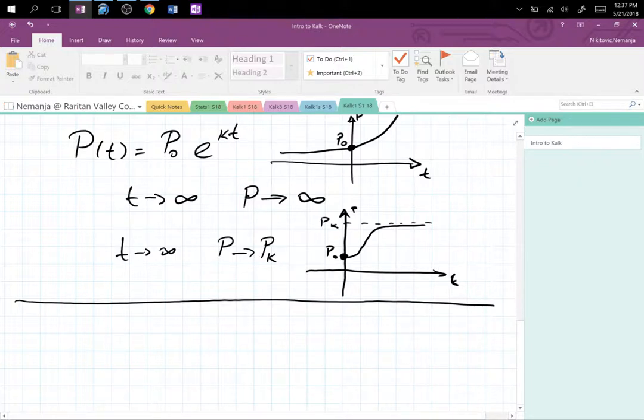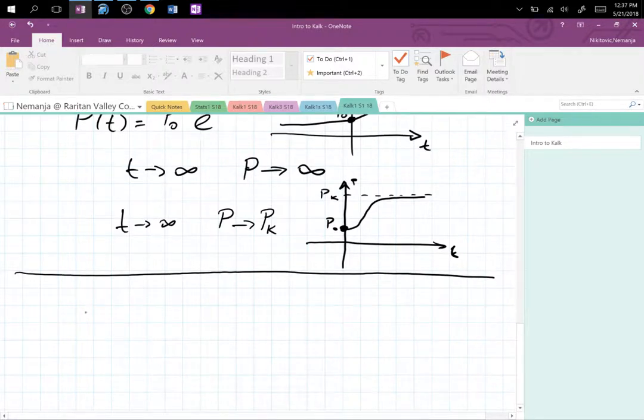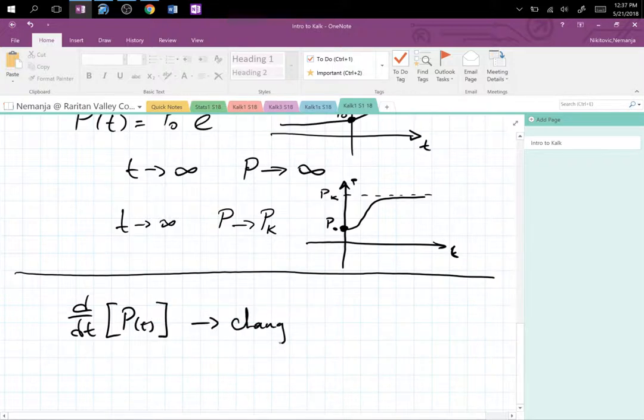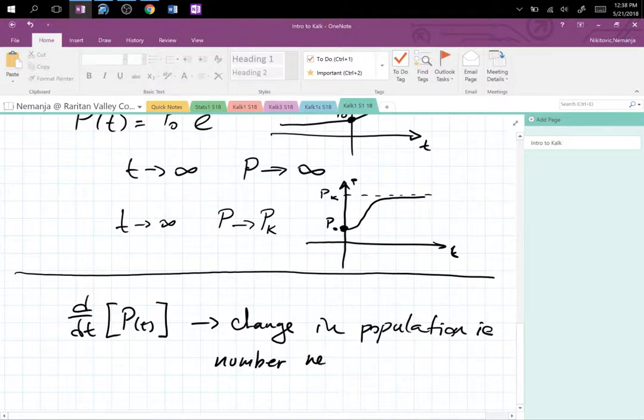All right. So now that we are understanding that the limits are going to give us one thing, then for the same thing for population, I can take the derivative in time of population, and this will give me the change in population, i.e. number of new people, let's say, per year. I can say year. There we go.